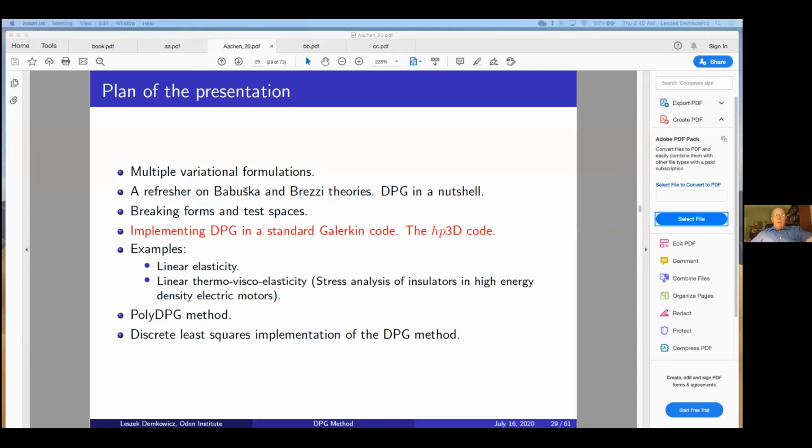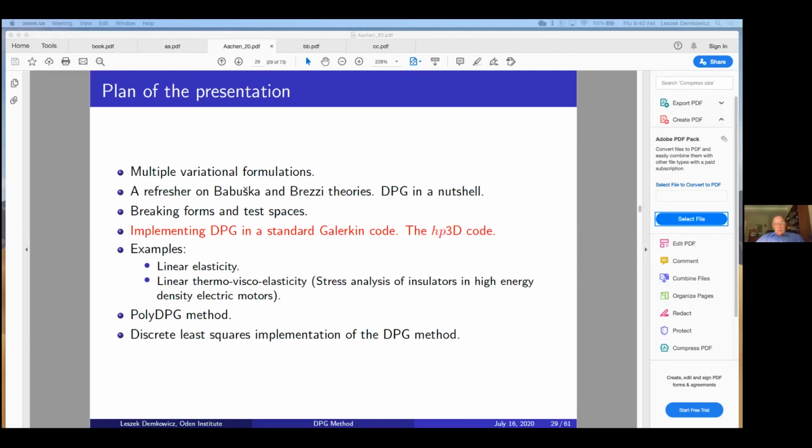Okay, so I would like to say now a few words about how to implement DPG. Maybe this is the place I should say that DPG has been implemented in many codes that are publicly available, including, I know, the code that is in our hand. There is a code developed at Sandia by my former student, built on top of Trilinos.